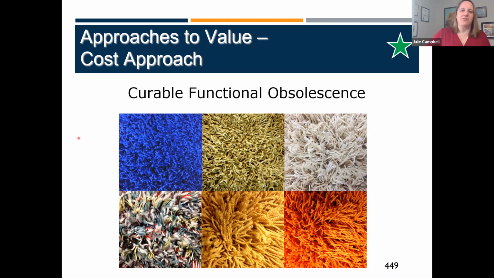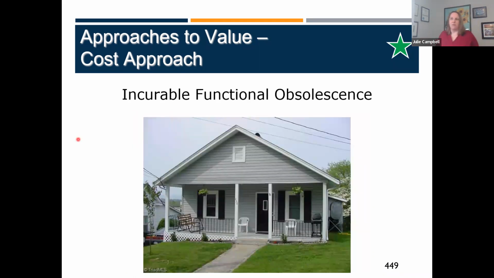Incurable functional obsolescence, then, is not economically feasible to fix. It doesn't make good sense money-wise to fix it. This little house that you're looking at was built in like the 1920s. It has 4 bedrooms and 1 bathroom. Back in the 1920s, that's pretty common, just to have 1 bathroom. Today, we all want our own bathroom, don't we?